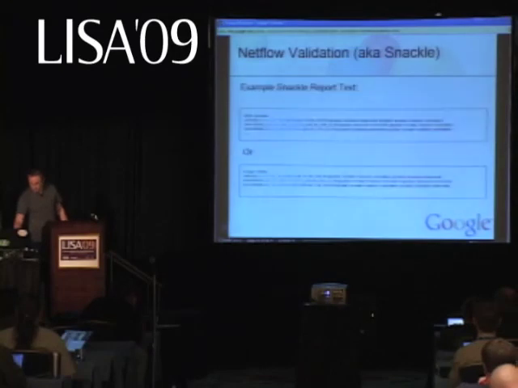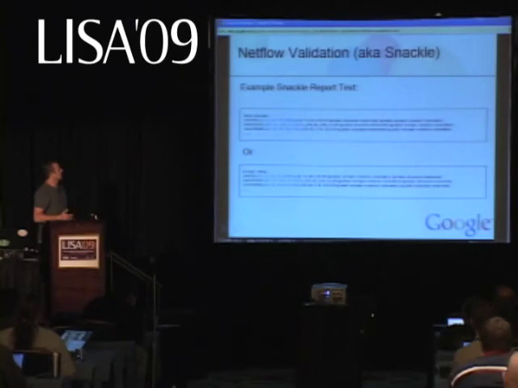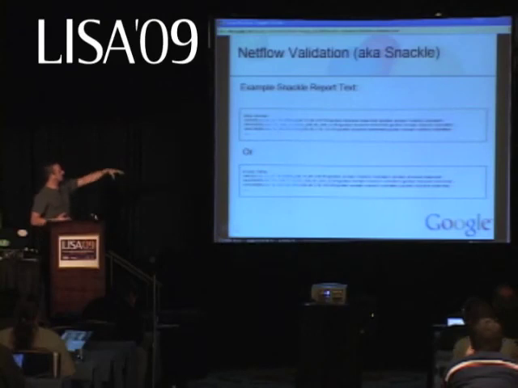So I believe on this next slide we actually have an example Snackle report. This is the sort of thing that we see. Each one of these lines represents individual packets for which the action was different in the previous run than it is for this run. The ID is just from the number of packets that we had.